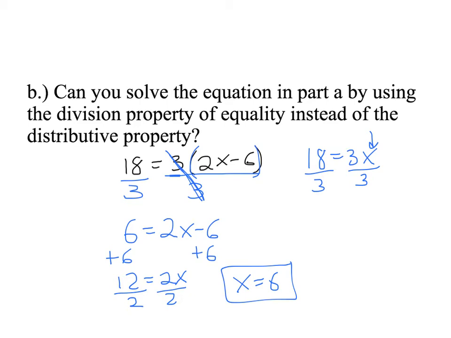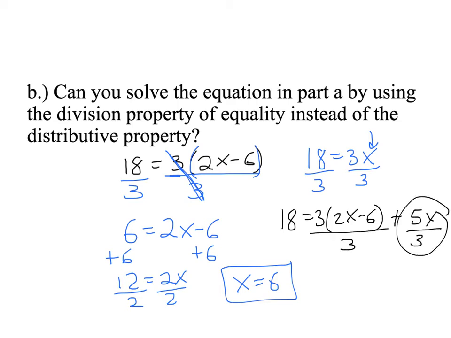But as the problems get more complicated, you have to be careful, because if there was another piece to this, let's say this was 18 equals 3, parentheses, 2x minus 6, and then it had plus something else, you want to divide everything by 3, you would also have to divide that other piece by 3, and in that case, it's probably better to do the distributive property. But if you just have an equation where all you have is 3 times something, then you can choose. Either way, it's probably the same amount of work. It's just a matter of if you feel comfortable with the distributive property or not.